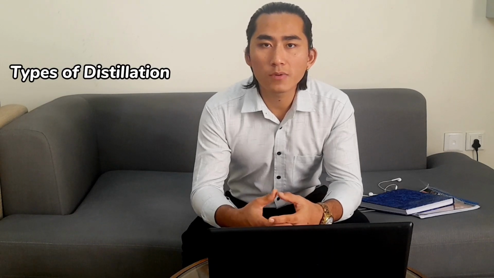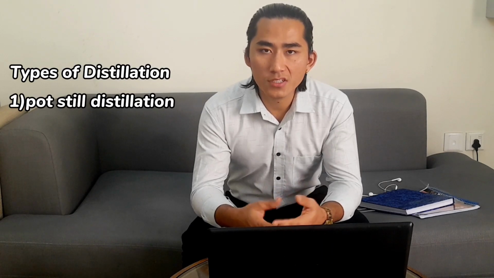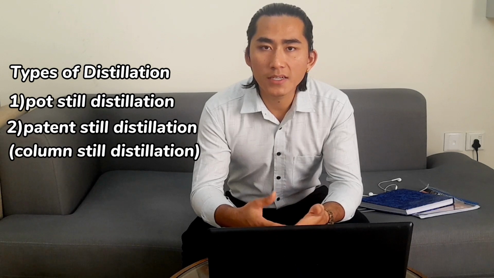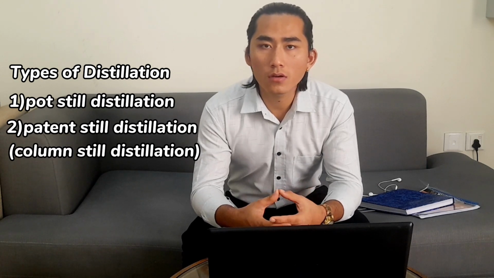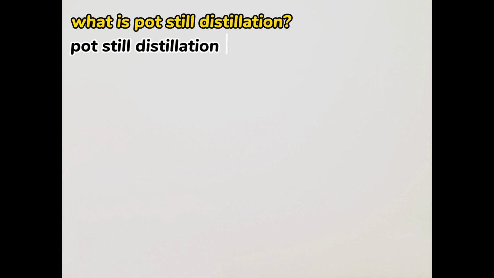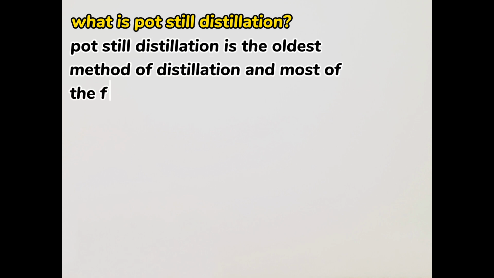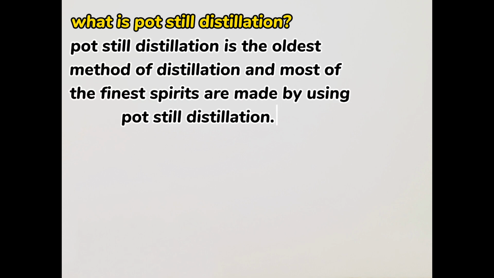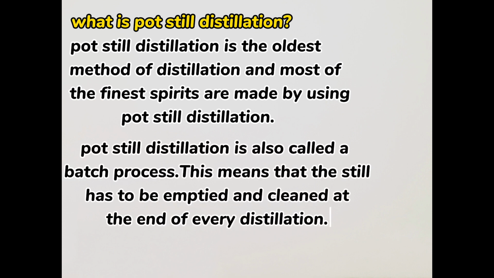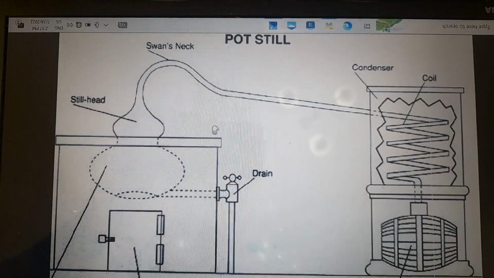There are two types of distillation: pot still distillation and patent still distillation, which is also called column still distillation. What is pot still distillation? Pot still distillation is the oldest method of distillation, and most of the finest spirits are made using pot still distillation. It is also called a batch process. This means that the still has to be emptied and cleaned at the end of every distillation.